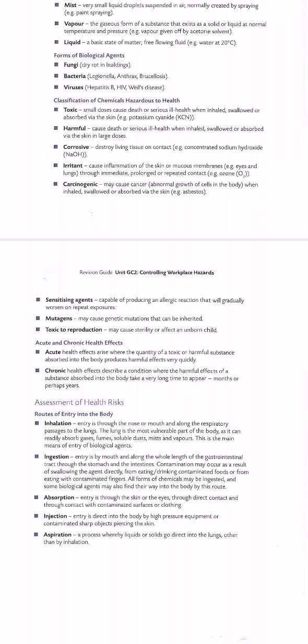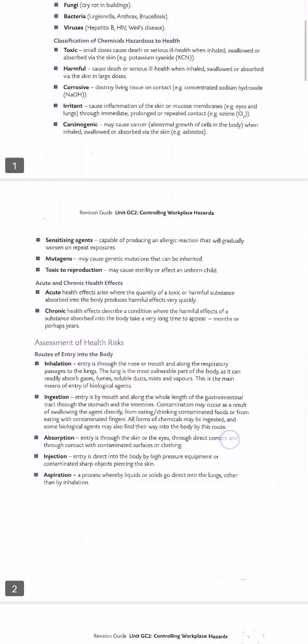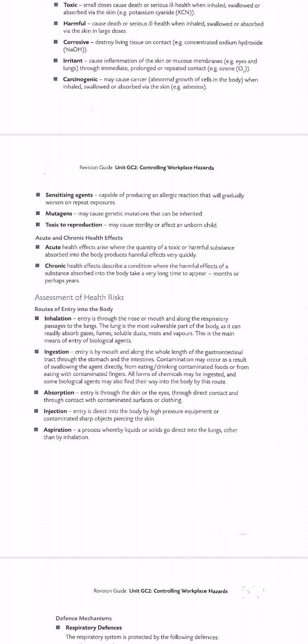Another one, we're talking about the assessment of health risks in chronic biological or chronic effects. How can we assess the health risks? First of all, we're talking about routes of entry into the body. What are the ways by which this substance can enter your body?